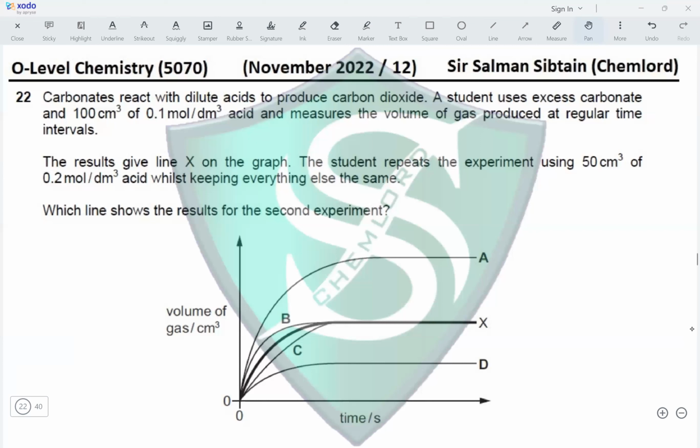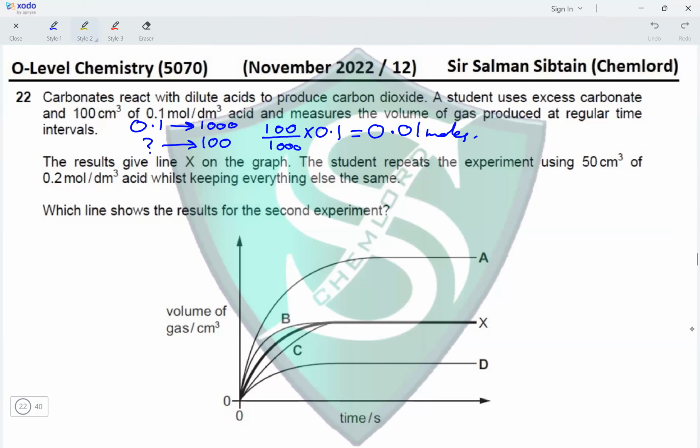The student repeats the experiment using 50 cm cube of 0.2 mole per dm cube acid while keeping everything else the same. Now, in the first case, we have 100 cm cube of 0.1 mole per dm cube. So 0.1 moles are present in 1000 cm cube. How many moles would be present in 100 cm cube? This would be 100 upon 1000 into 0.1, which gives us 0.01 moles. So 0.01 moles are reacting in the first case.